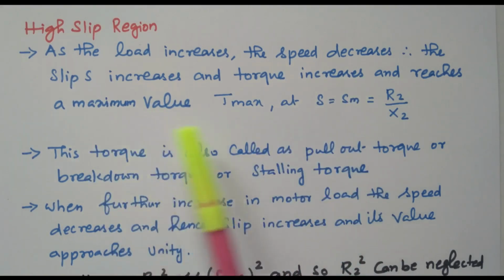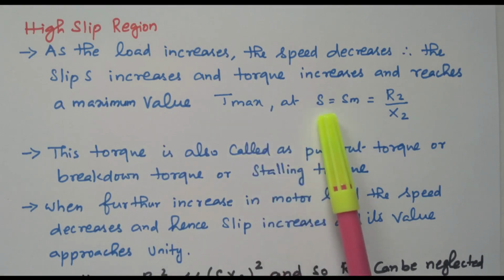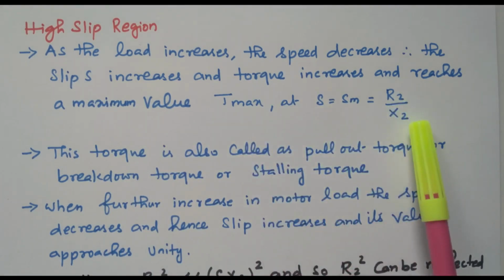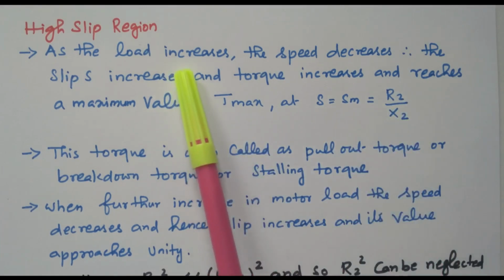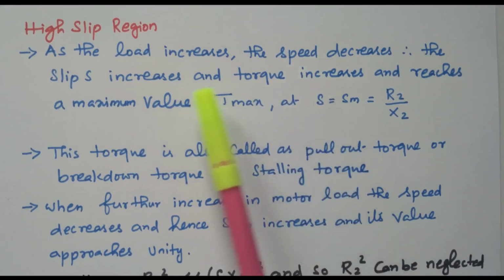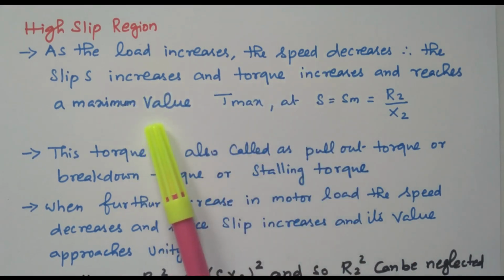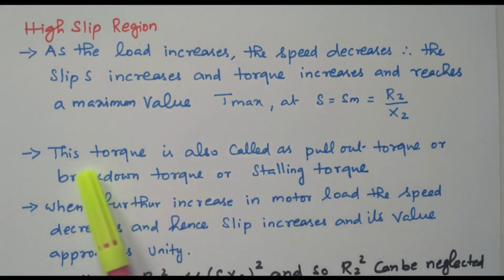So, the torque will increase to T max, at S equal to S m, and the condition is R2 by X2. This is the condition for maximum torque. So, the load increases, speed decreases, but slip increases and torque reaches the maximum value. This torque is called the pull out torque or breakdown torque or stalling torque, the torque at the maximum point. When there is a further increase in the motor load, the speed decreases and slip increases and its value approaches unity.